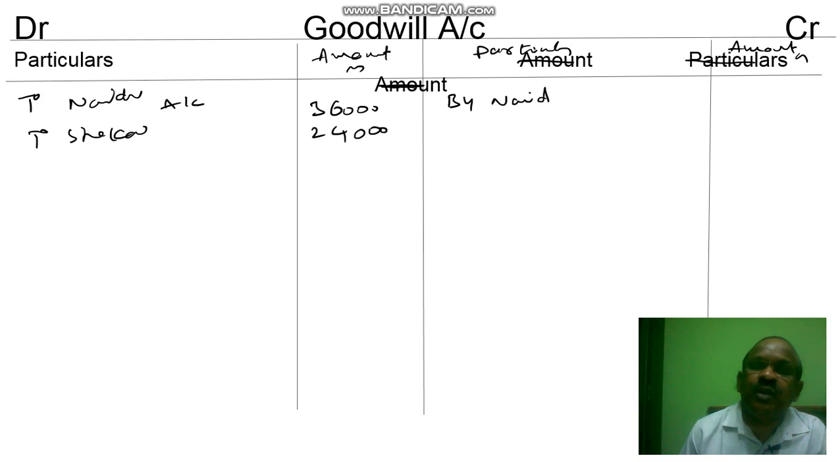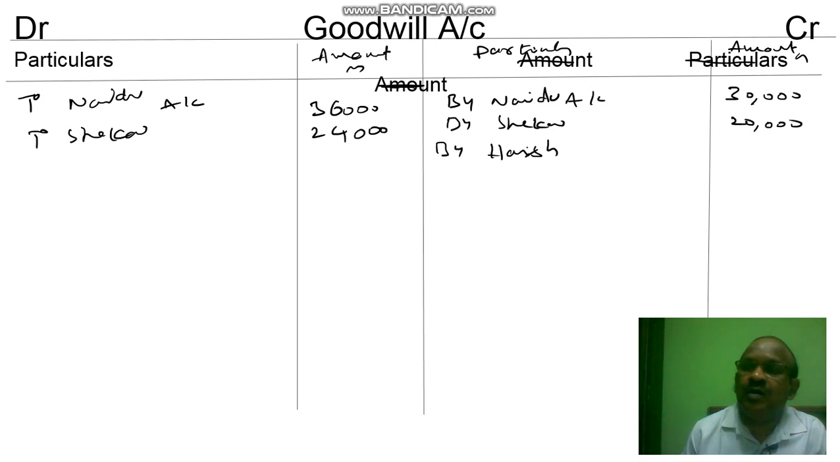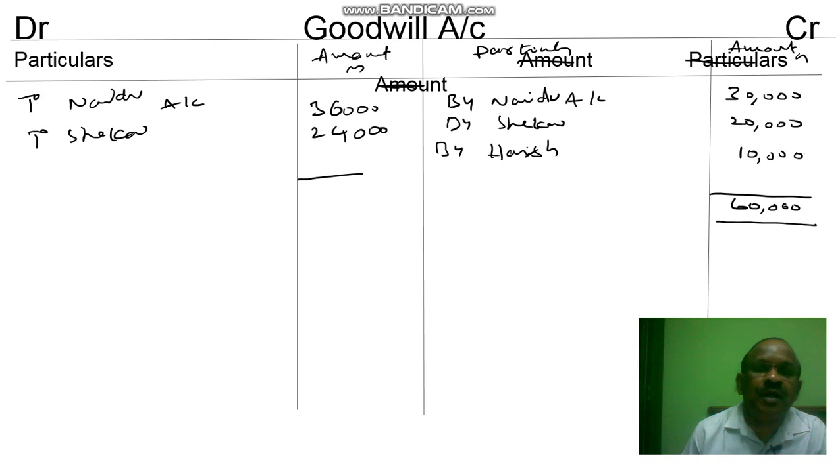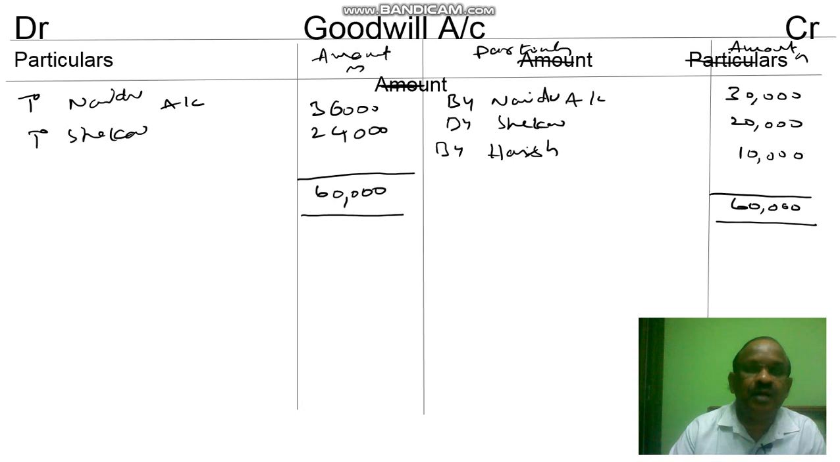So that's why it will come into the credit side. Naidu is 30,000, Shaker is 20,000, by Harish is 10,000. So here we are creating the goodwill with the old partners and writing off the goodwill with all the partners. So now we are going to prepare the balance sheet.